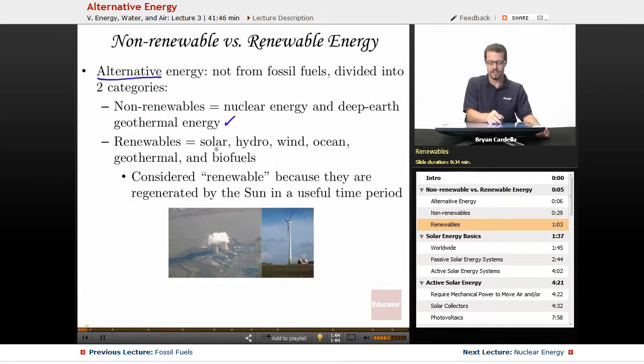Renewable alternative energy is solar, hydro, wind, ocean, geothermal, and this geothermal is more of the shallow earth one, which we're going to get to in a sec, and biofuels. They're considered renewable because they are regenerated by the sun in a useful time period. So that's the key. Useful time period, meaning quick enough based on how much we're getting that. Here we have a nuclear power plant, and here's a wind turbine. Of course, that's how you get this renewable.